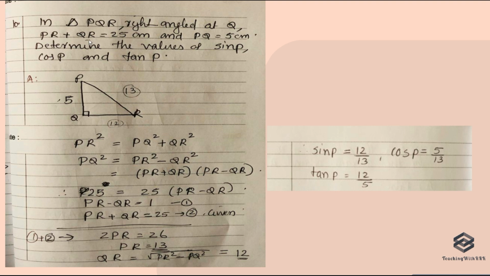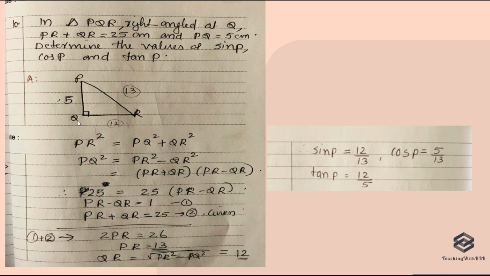Make this as equation number 1 and take PR plus QR equal to 25 as second equation. Add these two equations. PR plus PR 2 PR, minus QR plus QR 0. Therefore 2 PR equal to 1 plus 25, 26. 2 PR equal to 26, that is PR equal to 13. Now you got PQ and PR. Then find out QR using Pythagoras theorem.